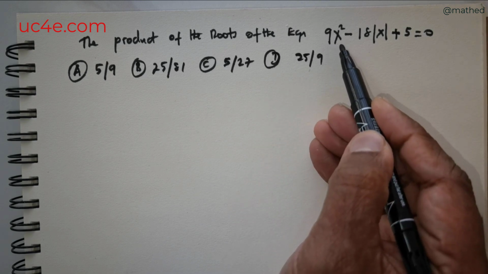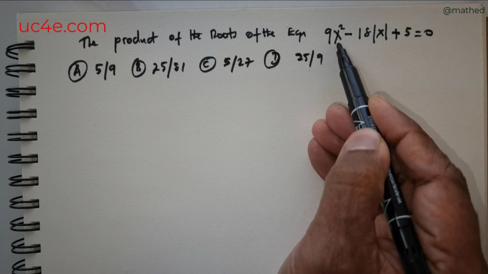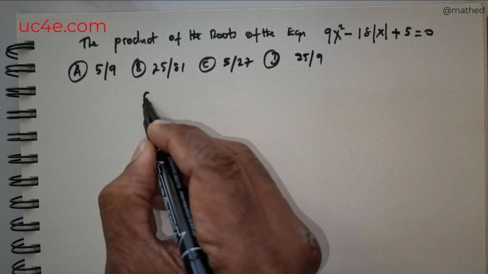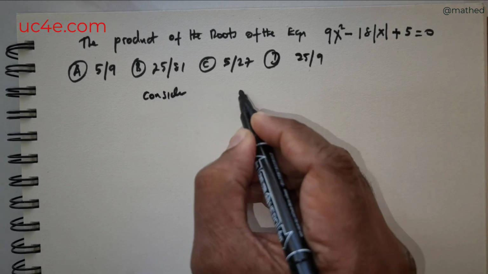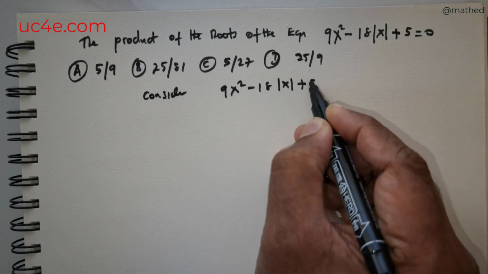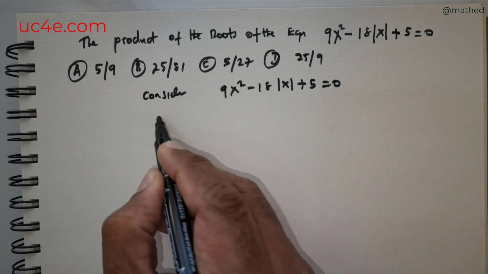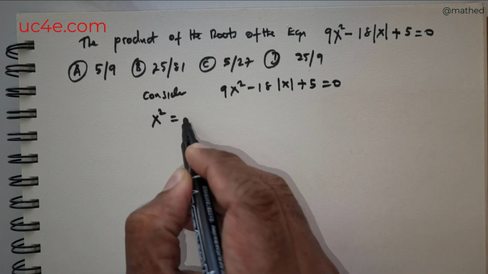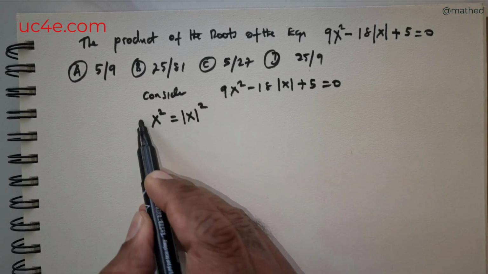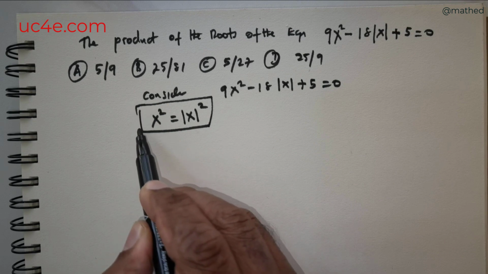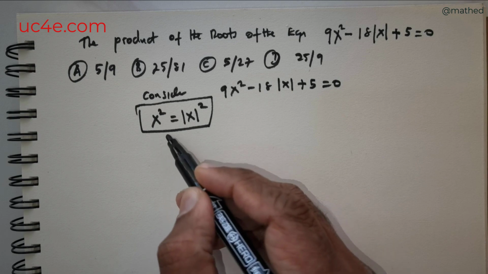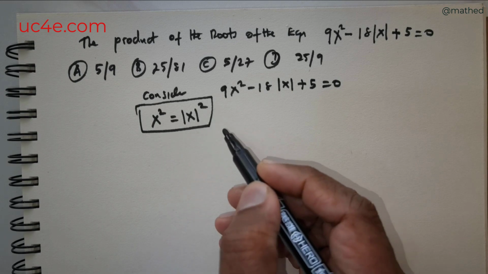Now you have 9x squared and there is a modulus of x being featured there. So let me just write this down. Consider 9x squared minus 18 times modulus of x plus 5 is equal to 0. Clearly x squared can be written as modulus of x raised to the power of 2. Have this important equivalence in your mind: x squared is nothing but modulus of x raised to the power of 2. That's fair enough.